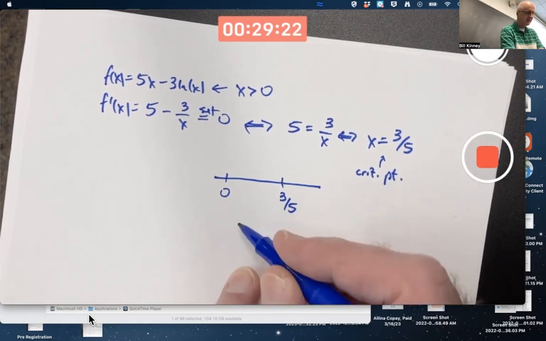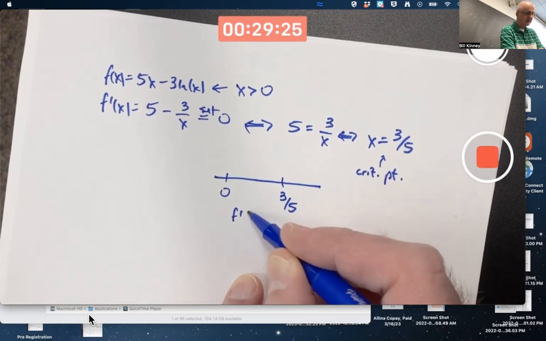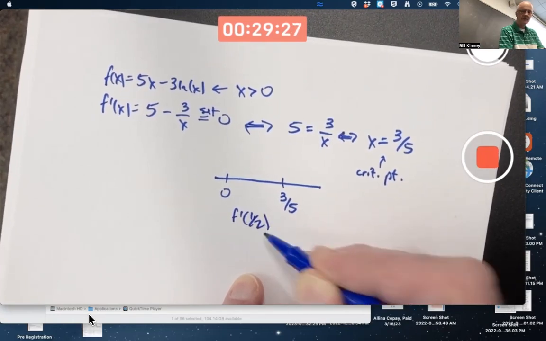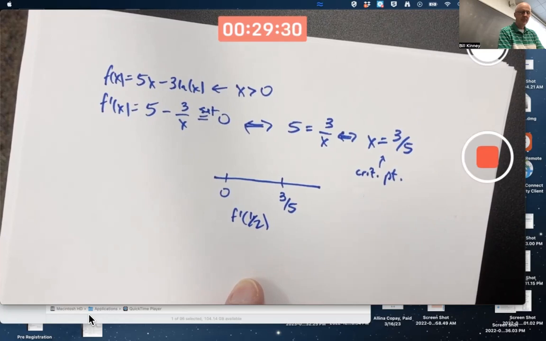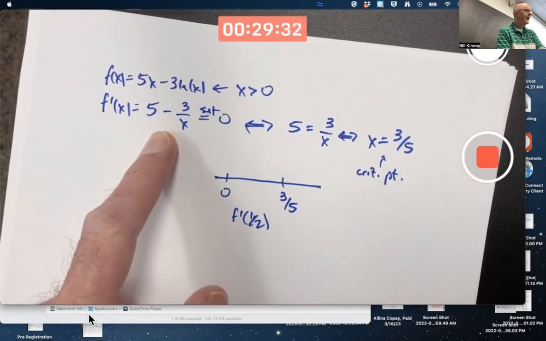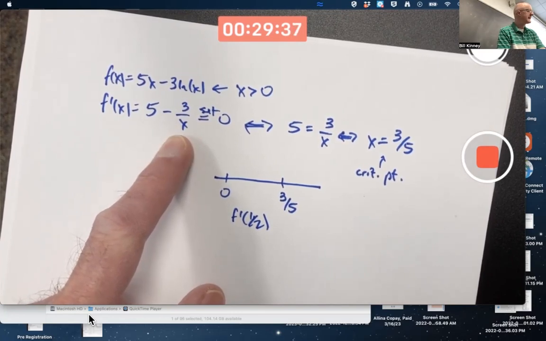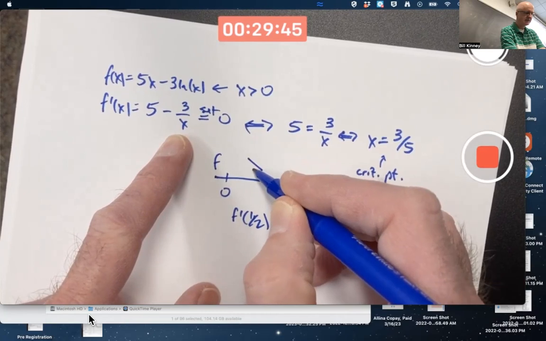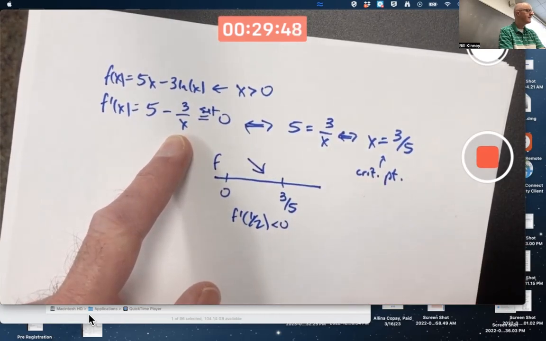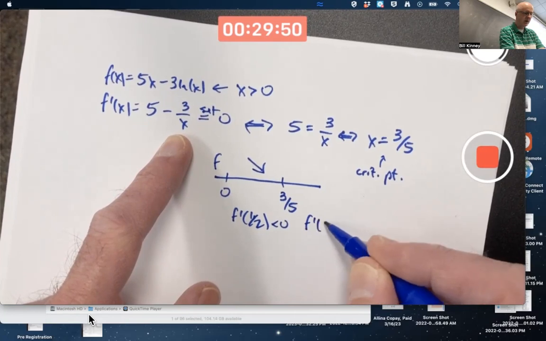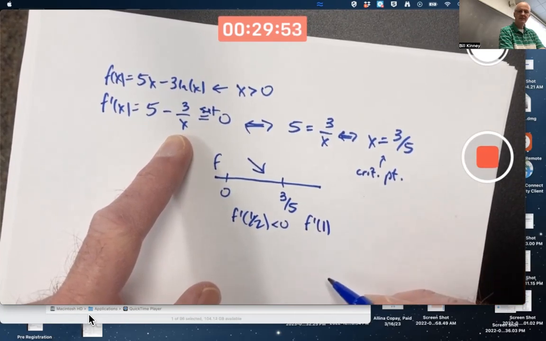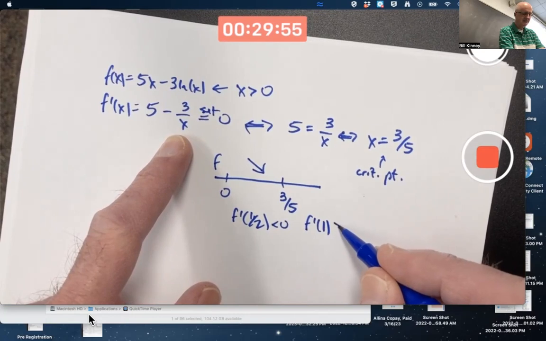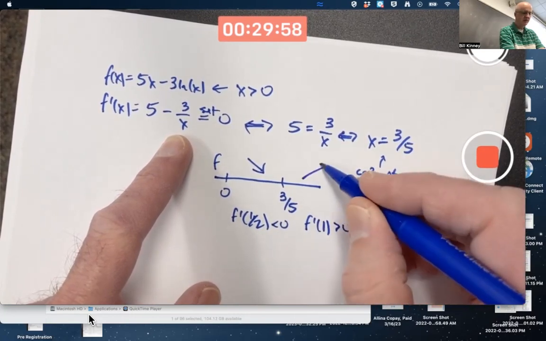Plug in a number between 0 and 3/5, how about 1/2, into the derivative? Imagine plugging 1/2 in there. 3 over 1/2 is 6. 5 minus 6 is -1. F prime is negative. So F itself is decreasing. Plug in the number over here like 1. You'd get 5 minus 3, 2, positive. So F is increasing over here.